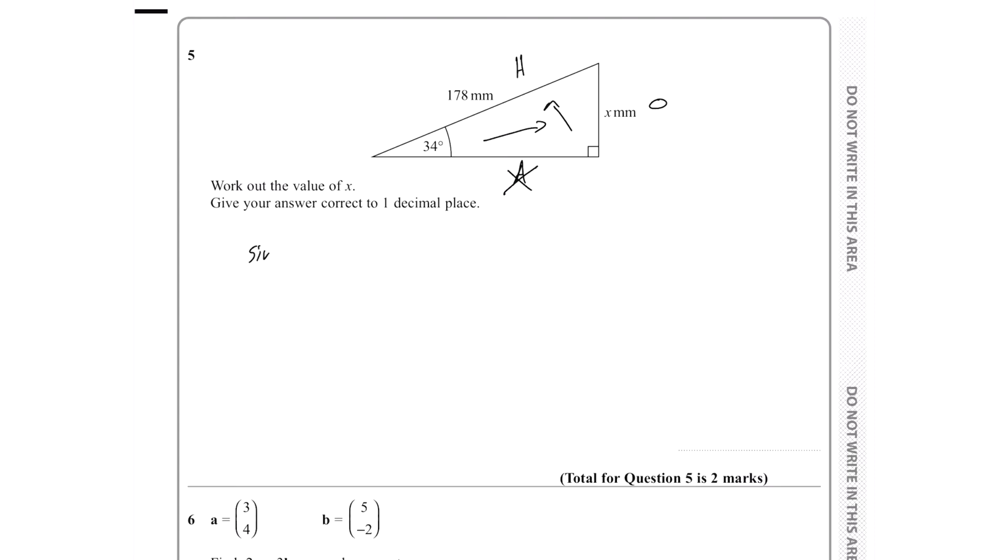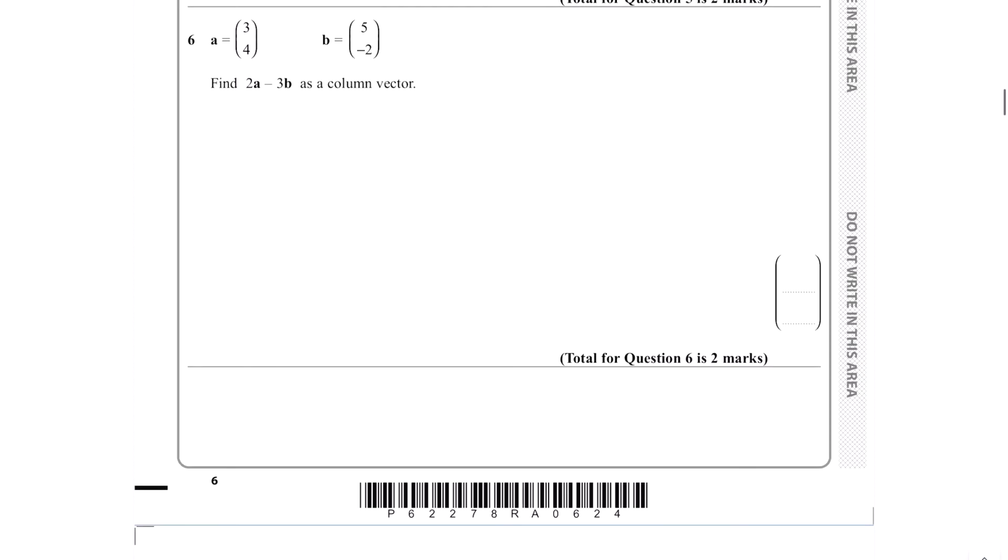So that's going to be sine 34 is equal to the opposite over the hypotenuse. And x is going to be 178 times sine 34, which leaves us with x is equal to, type that into your calculator, hit enter, and to one decimal place, that is 99.5. Moving on to question 6.